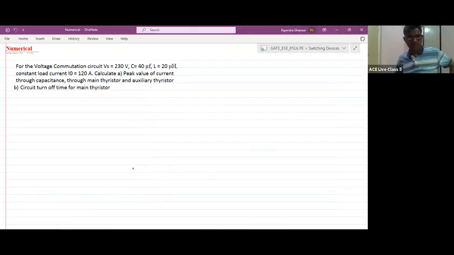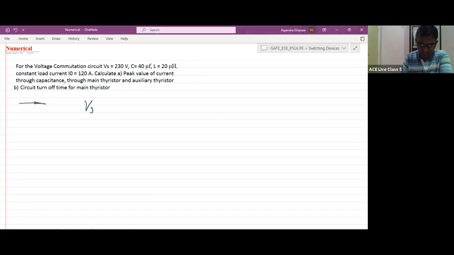Simple example. For a voltage commutation circuit, Vs is 230 volt, C is equal to 40 microfarad, L is equal to 20 microhenry. Constant load current I0 is given as 120 ampere. Calculate the peak value of current through the capacitor, the main thyristor and the auxiliary thyristor. That means the peak value of capacitor current, the peak value of thyristor T1 current, and the peak value of auxiliary thyristor current, and the circuit turn off time for the main thyristor. So four things we need to find.